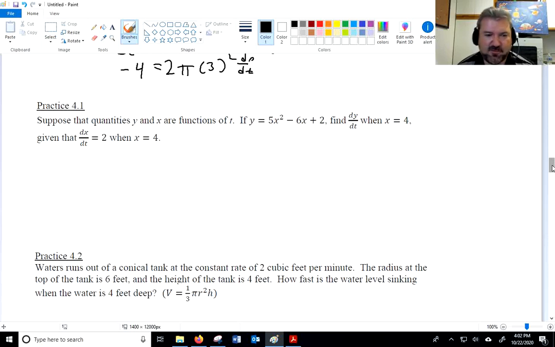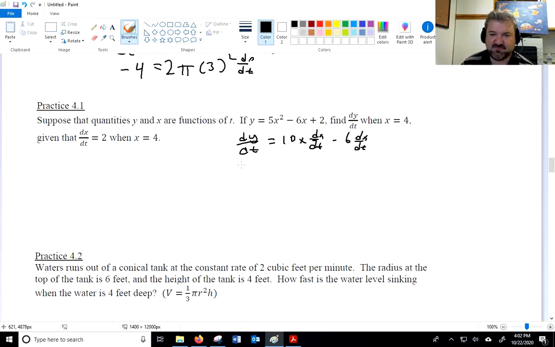Okay, so here's practice 4.1. Suppose the quantities y and x are functions of t. If y equals 5x squared minus 6x plus 2, find dy/dt when x equals 4, given that dx/dt equals 2 when x is 4. So we have this equation here, and we know that y and x are related to t. And that's important. If they weren't, then dy/dt would be 0. So dy/dt, when I take the derivative of y, equals 10x dx/dt minus 6 dx/dt plus 0.